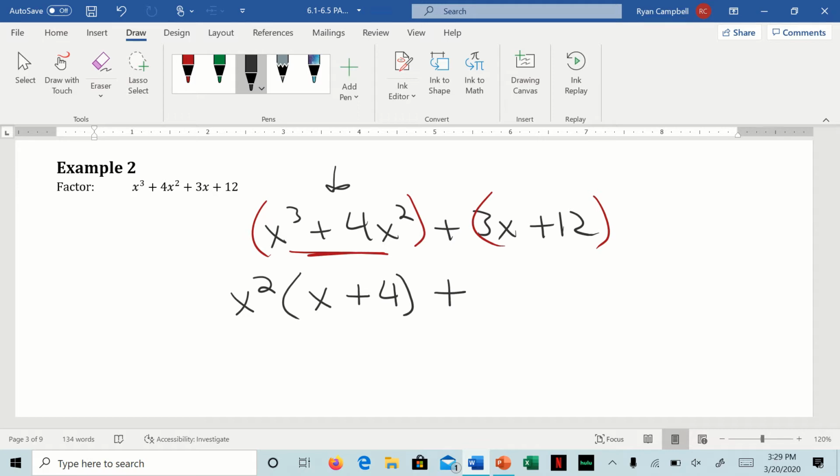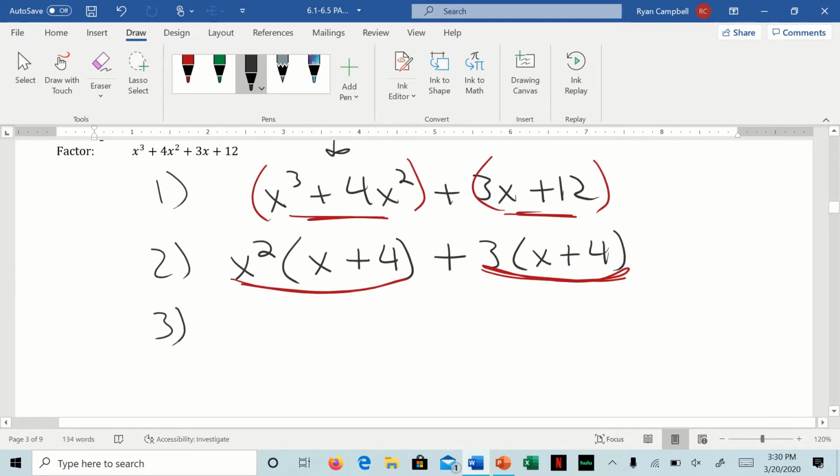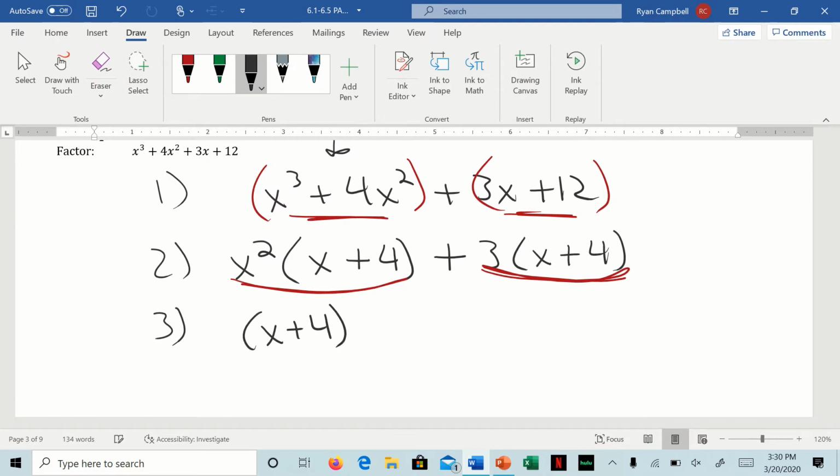And then what about the second group? What's in common with both of these? Hopefully you can see 3 is. So that was step 2. What times 3 is 3x? x. What times 3 is 12? We see it's 4. And then step 3: out of these 2 terms, what's in common with both of them? If we did it right, we should see that one of these 2 things is in common. And we do: x plus 4 is in common with both of them. So what's left over? We've got an x squared and a 3. So that's our final answer.